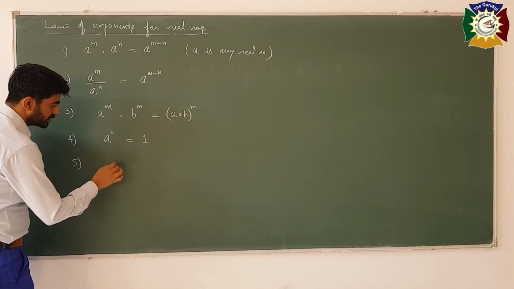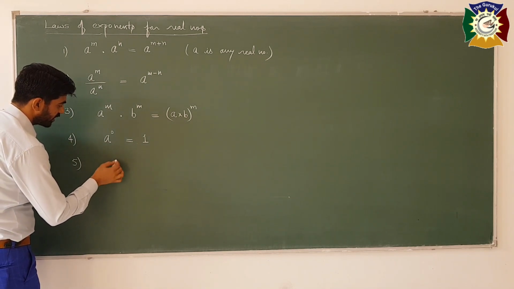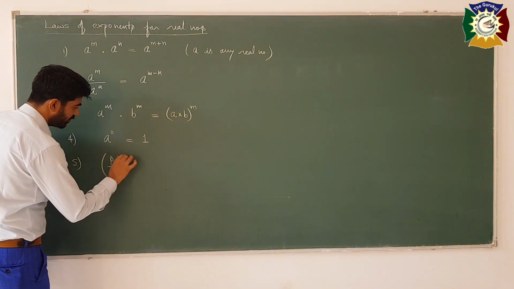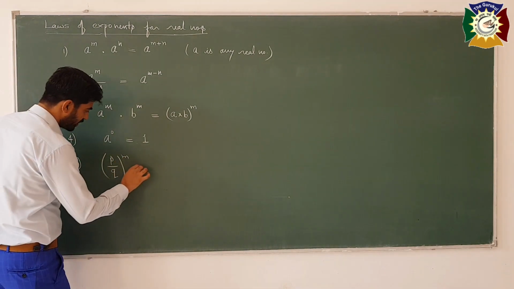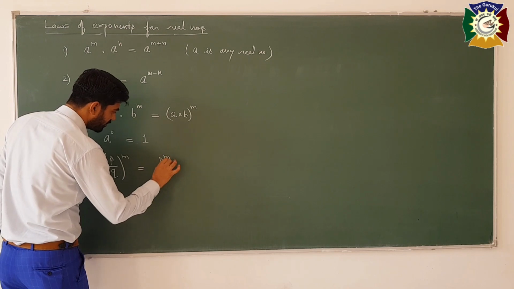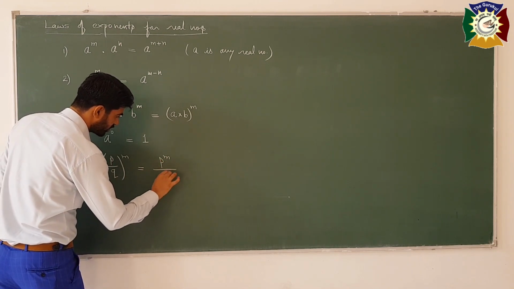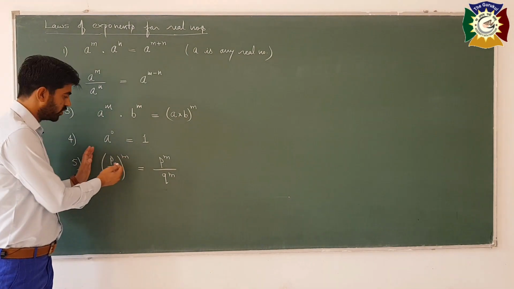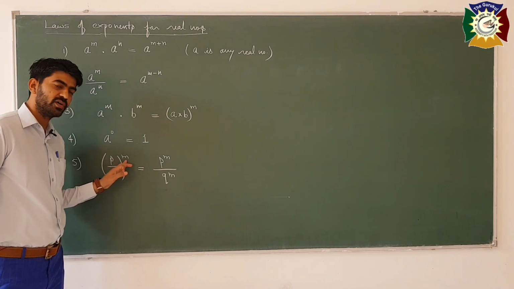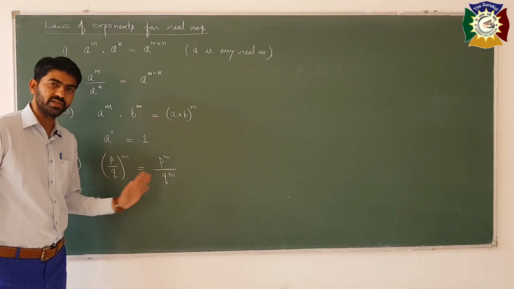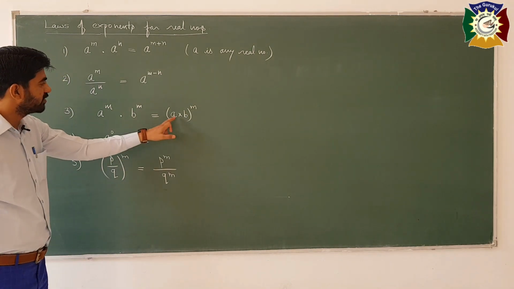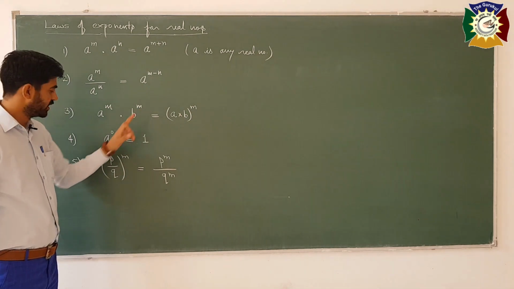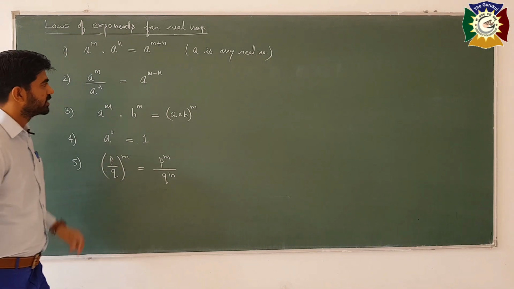Then fifth, suppose I take any rational number in the form p by q, and to the power m is there. It can be written as p to the power m divided by q to the power m. If a power is there on a rational number as a whole, we can distribute this power to the numerator and denominator separately. Same is in this case: if a into b, power m is there, we can write it as a to the power m into b to the power m.